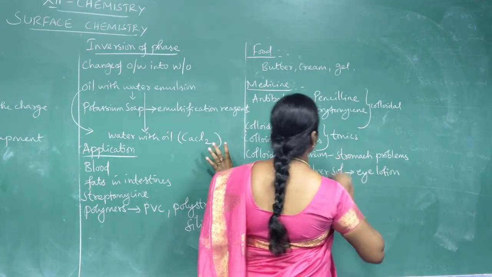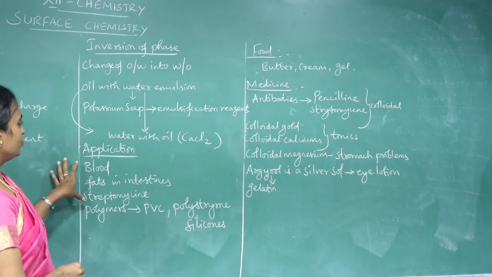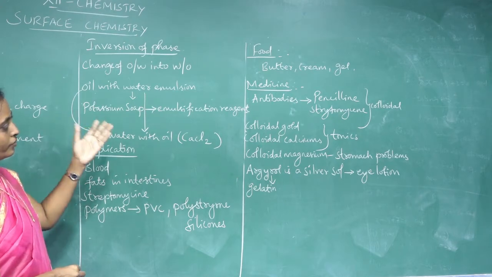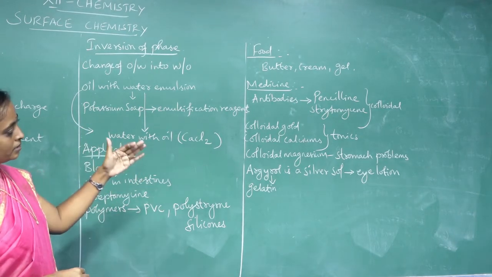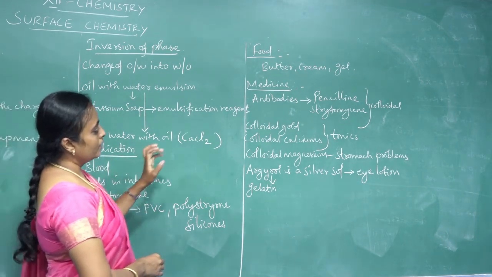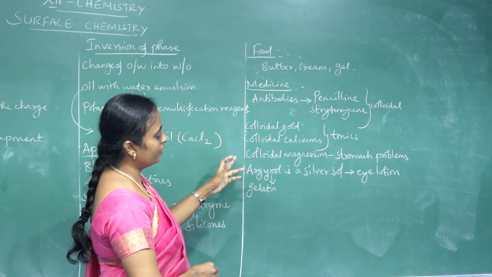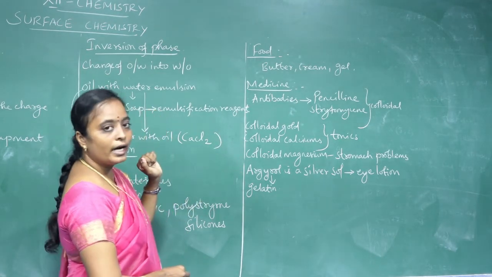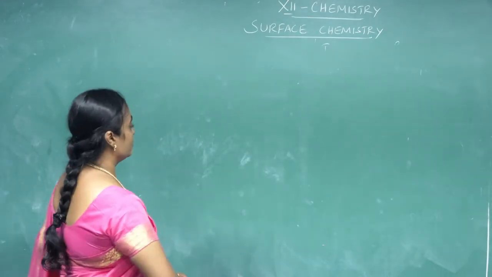This is the general uses of the emulsion. For normal purposes we can take it as food, and we can use it for medicine purposes. For medicine, it can be used as antibiotics, as a tonic, for stomach problems, and as an eye lotion. Next we can see some industrial uses.